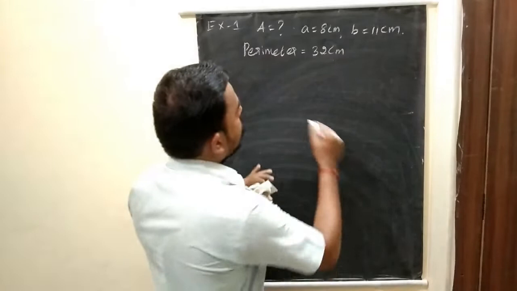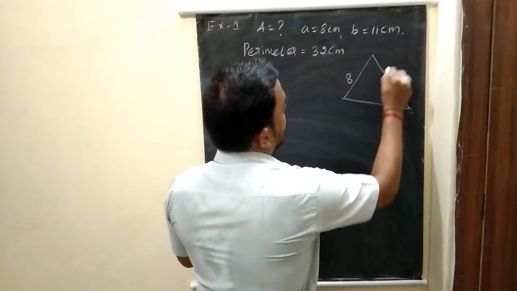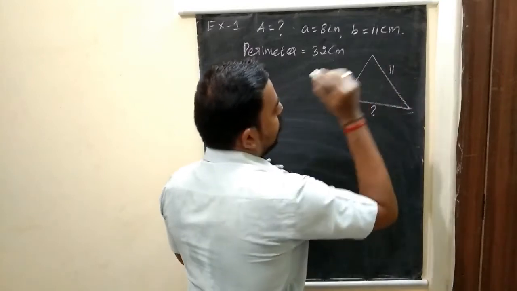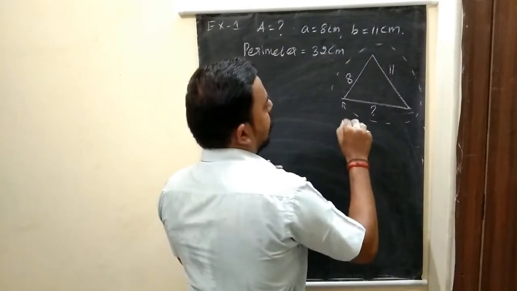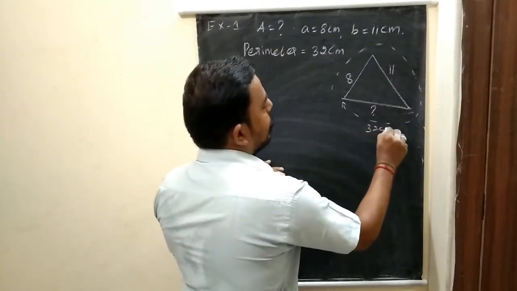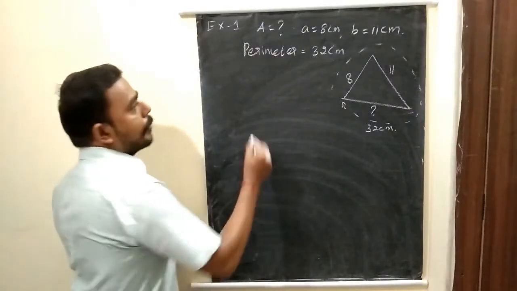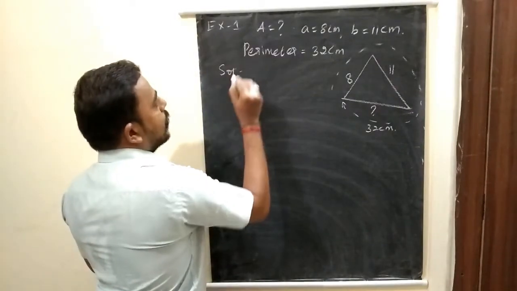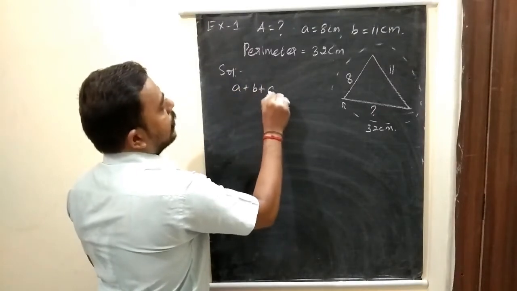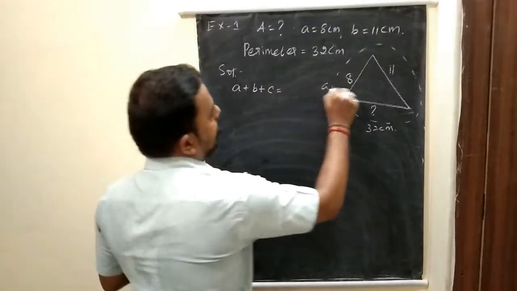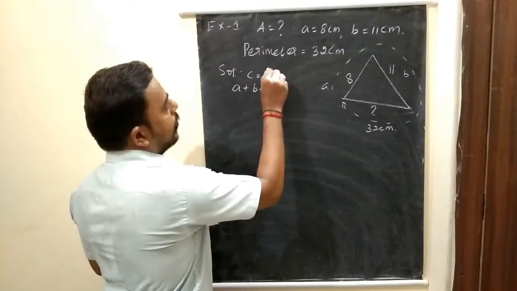Okay. So actually I am going to draw the picture: 8, 11. This side we don't know, but the total perimeter surrounding it is 32. Now we need to find the third side by using the perimeter, so we consider A plus B plus C. A value, B value are taken, and we need to find the C value.